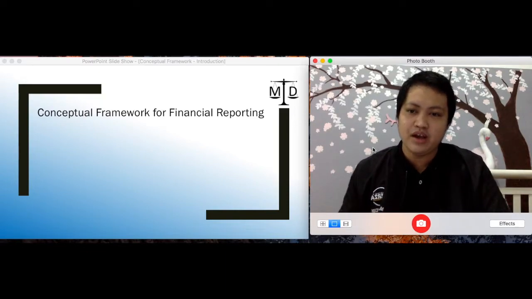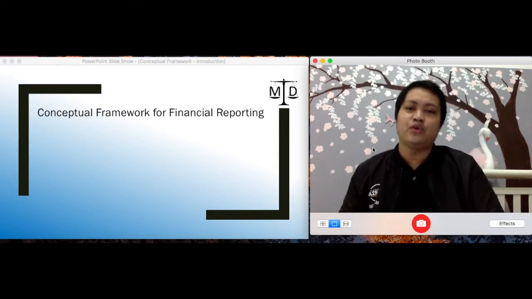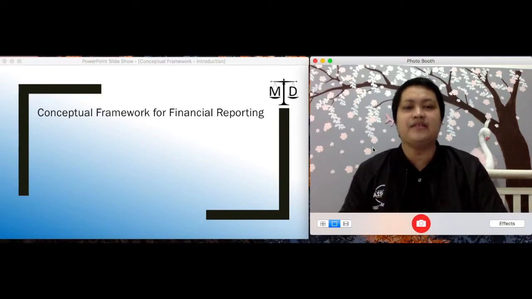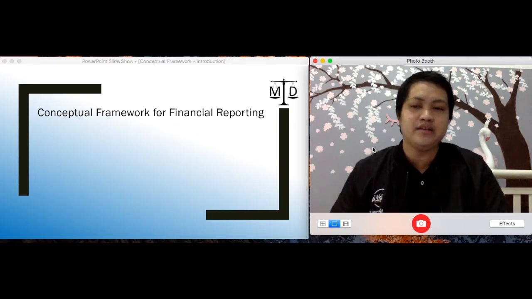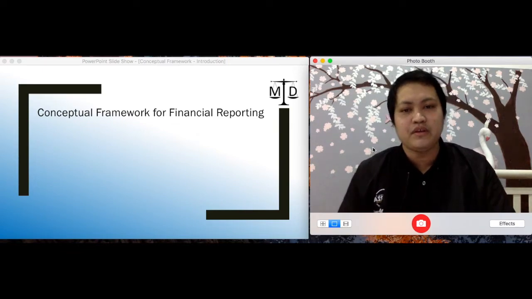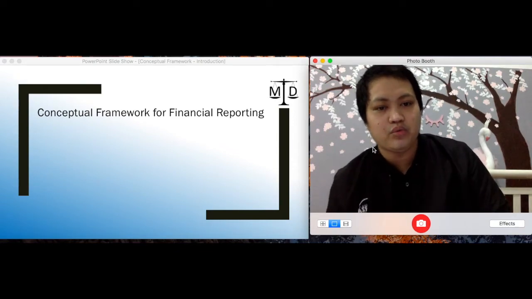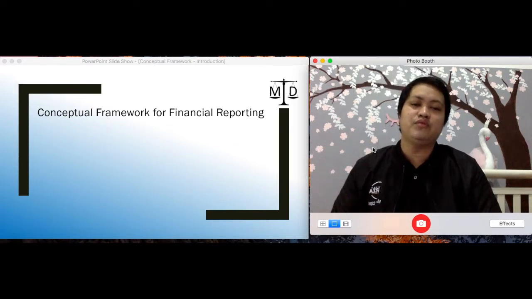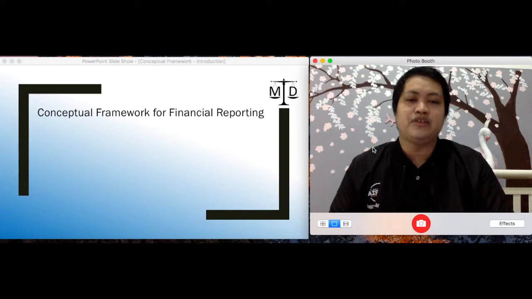For example, other choices in the multiple choice question would be Conceptual Framework for Financial Statements, Conceptual Framework for Financial Reports. But again, as early as now, I want us to be sure that you know that the complete name for the framework is the Conceptual Framework for Financial Reporting. By the way, the latest version of the framework was published in March 2018. So this would be the version that we would be using in our discussion.